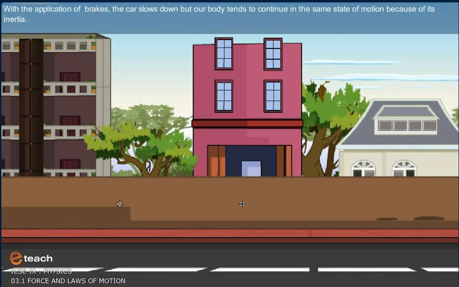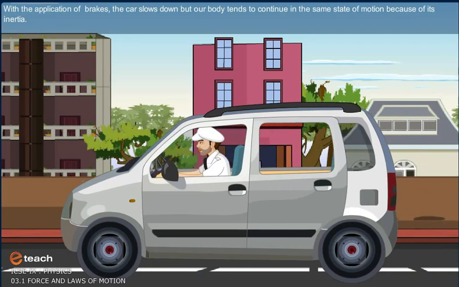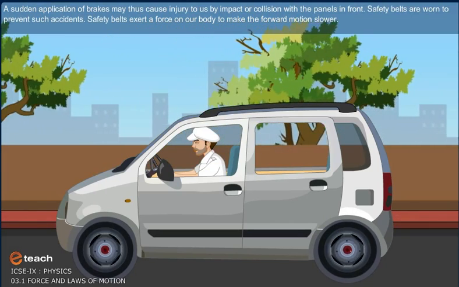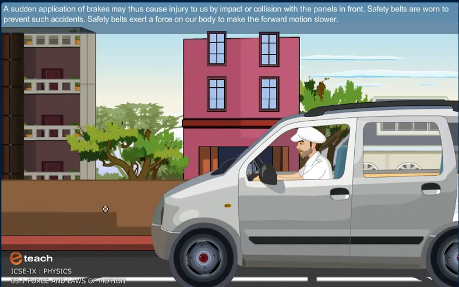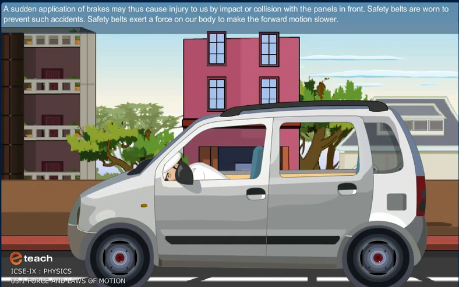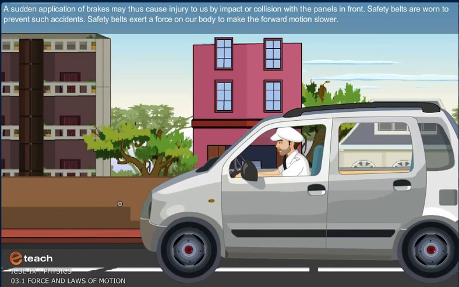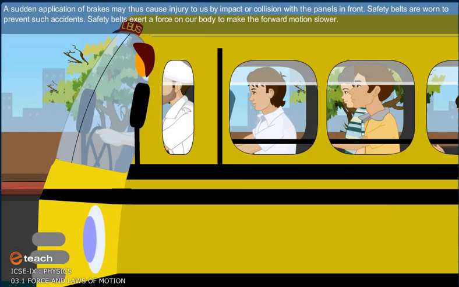With the application of brakes, the car slows down, but our body tends to continue in the same state of motion because of its inertia. Sudden application of brake may thus cause injury to us by impact or collision with the panels in front. Safety belts are worn to prevent such accidents. Safety belts exert a force on our body to make the forward motion slower.